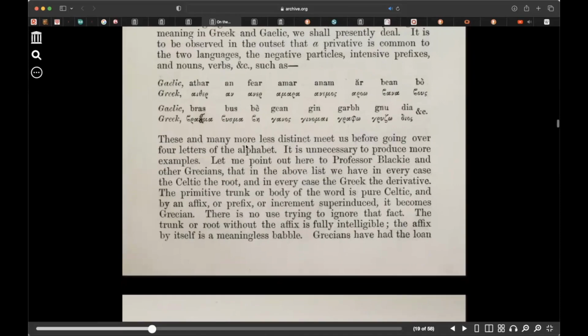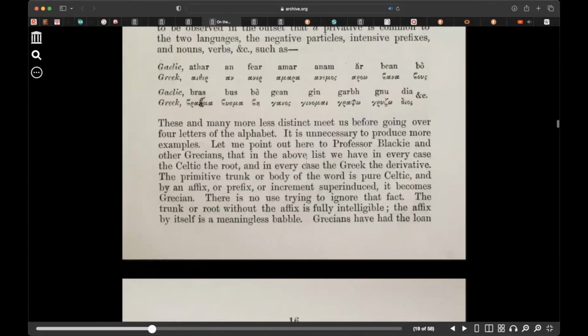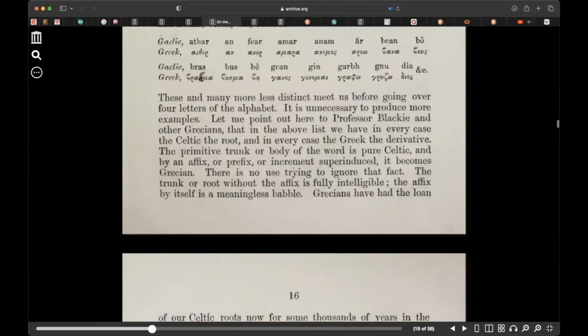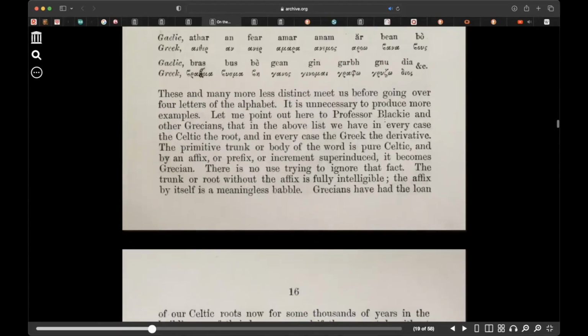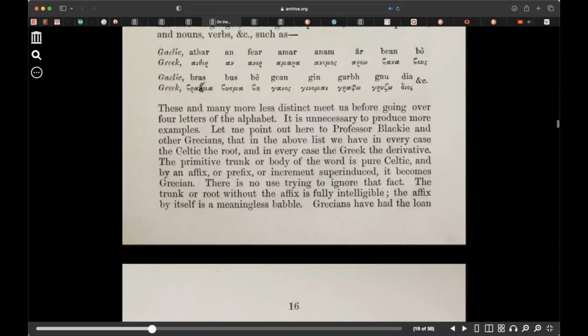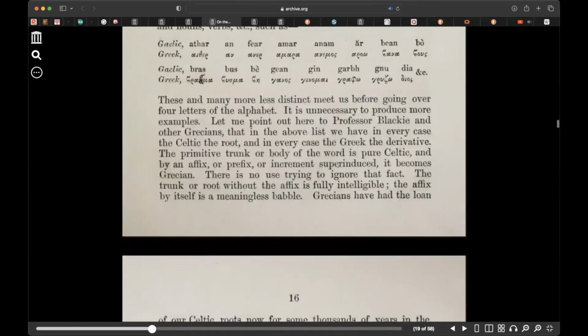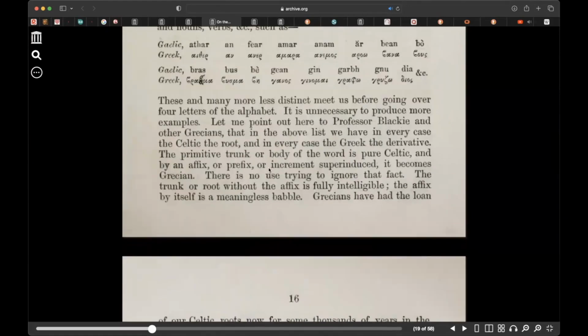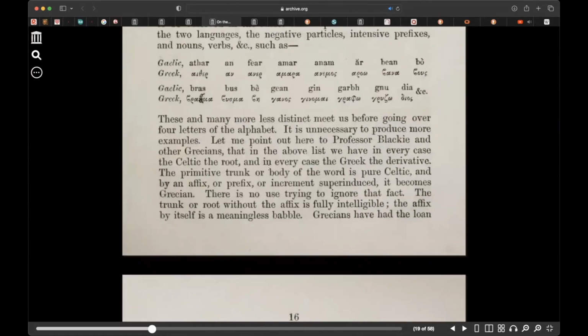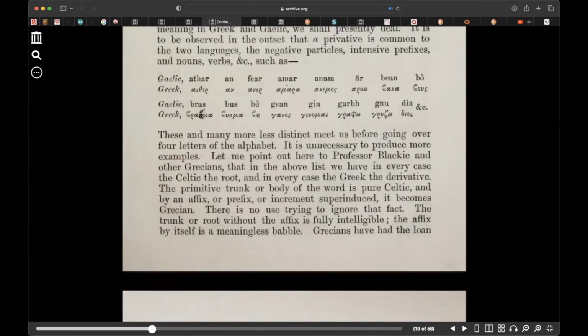So these and many more less distinct meet us before going over 4 letters of the alphabet. It is necessary to produce more examples. Says here, let me point out here to Professor Blackie and other Gretchens that in the above list we have in every case the Celtic, the root, and in every case the Greek, the derivative. The primitive trunk or body of the word is pure Celtic, and by an affix or prefix or increment superinduced it becomes Grecian. There is no use trying to ignore that fact. All right, it's a fact.